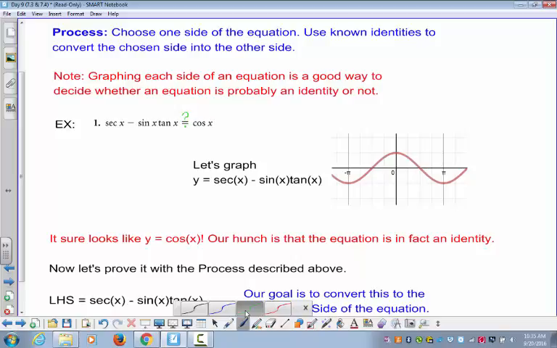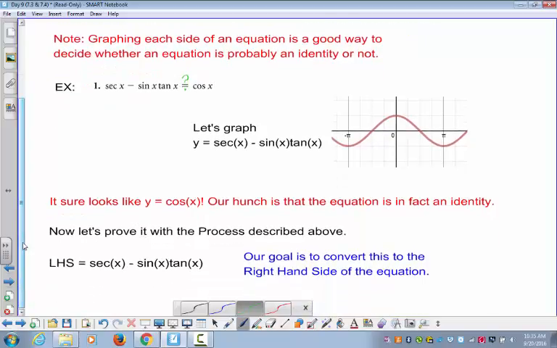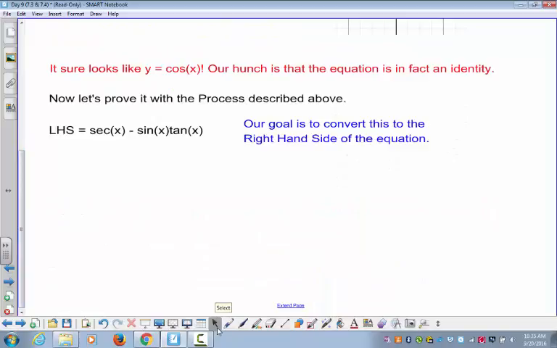So if you do that in Desmos, it doesn't prove that they're equal, because they could be off by the most minute amount, or they could be off in the tails somehow. So it doesn't prove it when you graph them that they look the same, but at least it gives you a darn good indication that you should be able to algebraically move through the process to prove it. Okay, so it sure looks like cosine x. Our hunch is that it is an identity. So here's how we do it.